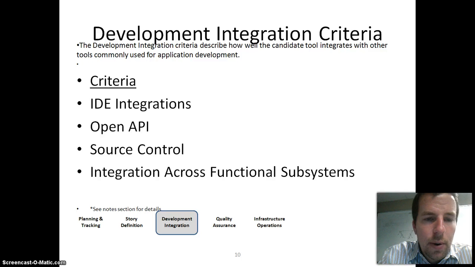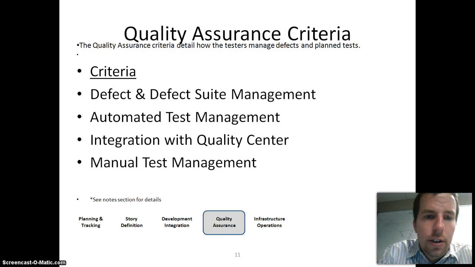Development integration, so we were looking at IDEs, open source, APIs, the ability to integrate it into things like Git or Mercurial, or I can't remember the tools that we looked at. A lot of our Java development tools, as well as our C++ tools. Quality assurance, so again, pretty self-explanatory: defect management, automated test, integration with Quality Center.